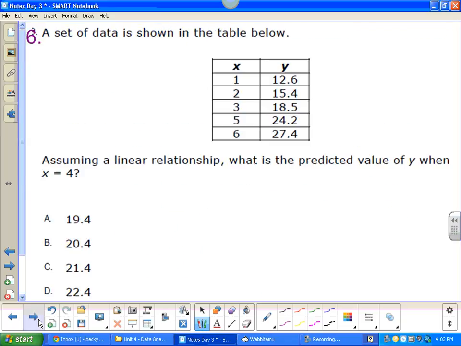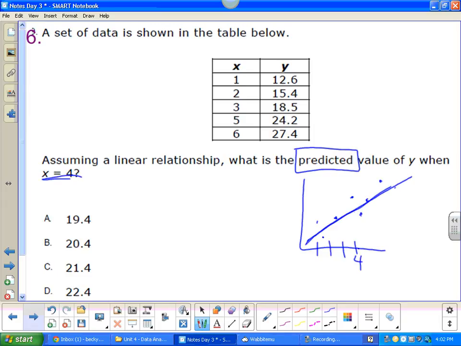A set of data is shown in the table below. It says, assuming it's a linear relationship, what is the predicted value of y when x is 4? This is the word you need to focus on. If you think about a scatter plot and your line that goes through, everything that's on this line is a predicted value. All of these dots are actual observed values. This is what actually happened. So what I want to know is when x is 4, what are we predicted to be?